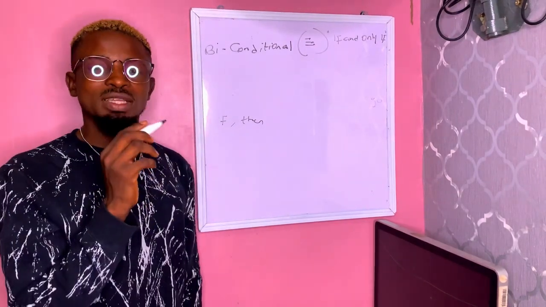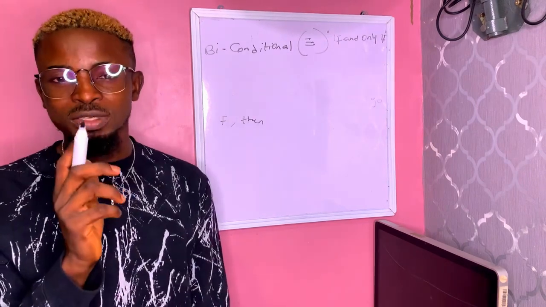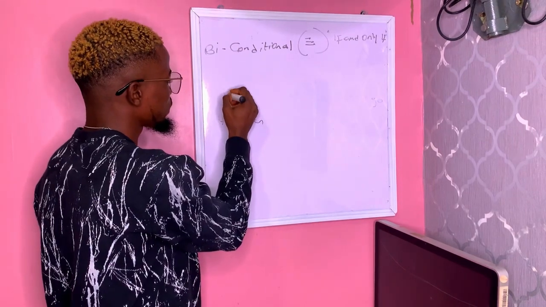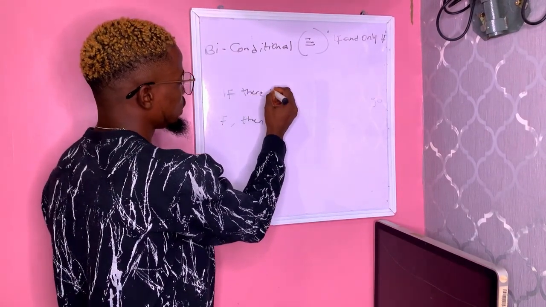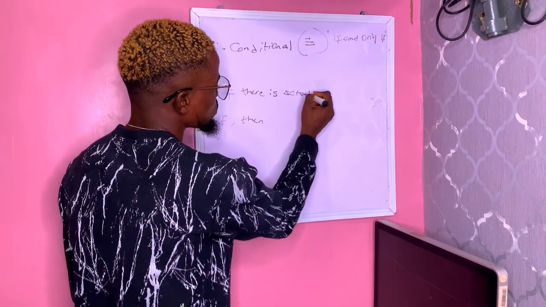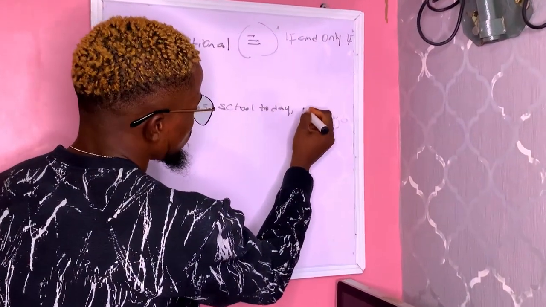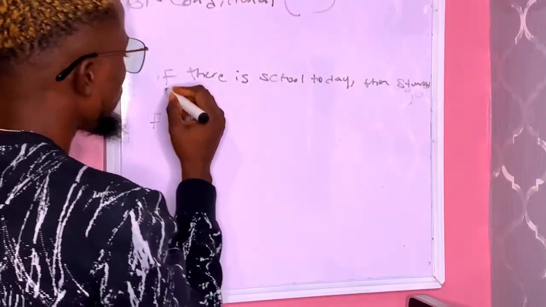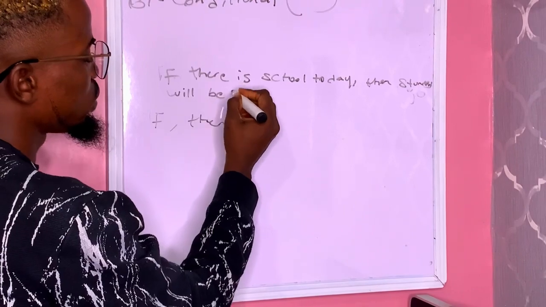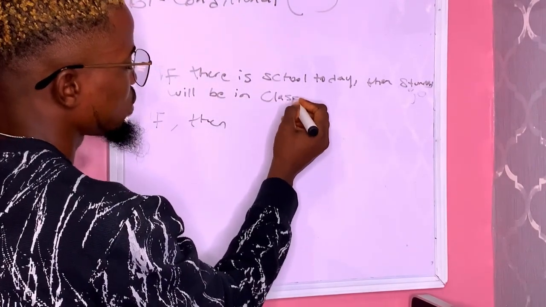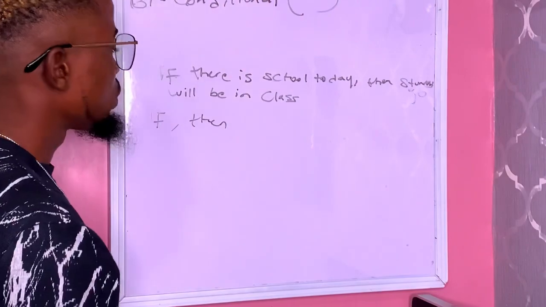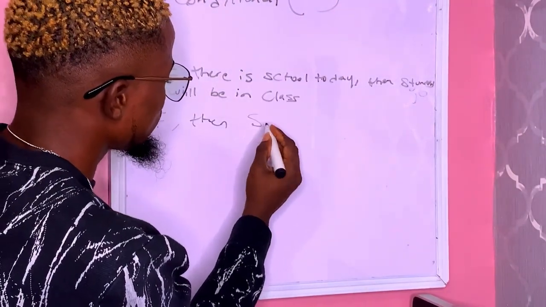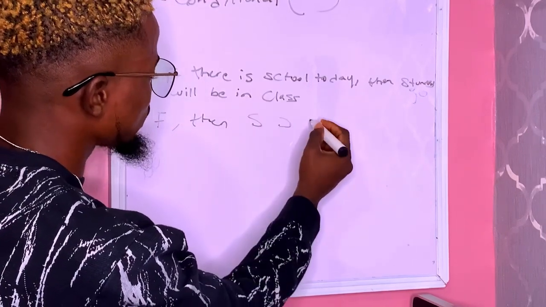One thing that you need to note is that there is what we call antecedent and consequent in conditional statements. Let's say we have something like, if there is school today, then students will be in class. The way to symbolize this is going to be: there is school today, S, implies students will be in class, C.